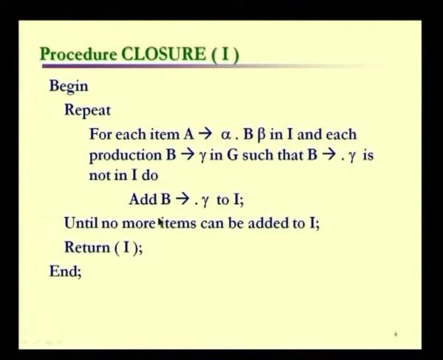So, closure will try to expand the current state by introducing all the possible directions in which we can expand from the current state. Since dot followed by a variable is obtained, this variable can be expanded with all its right hand sides if it has more than one, and every possible expansion will be introduced into the current closure.